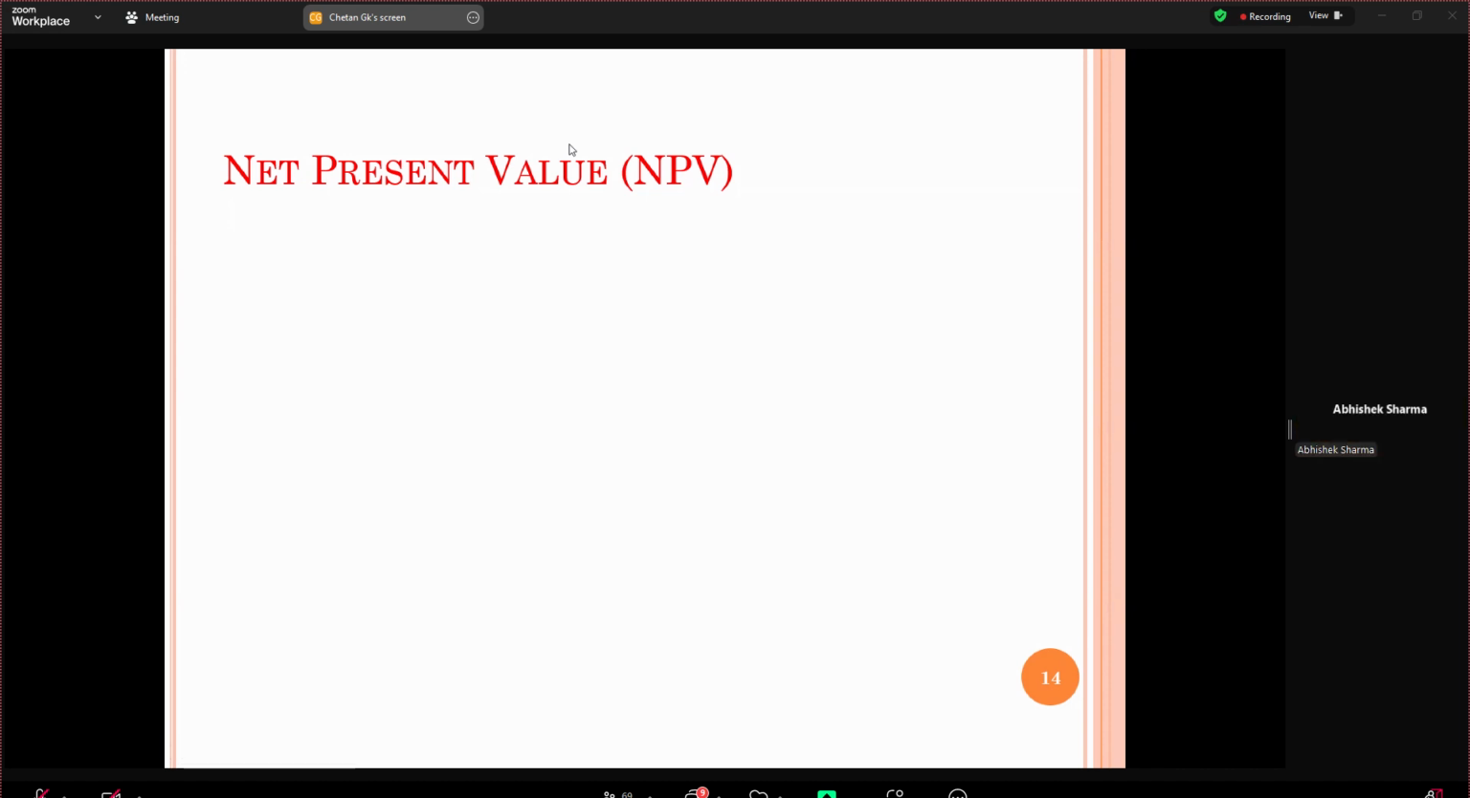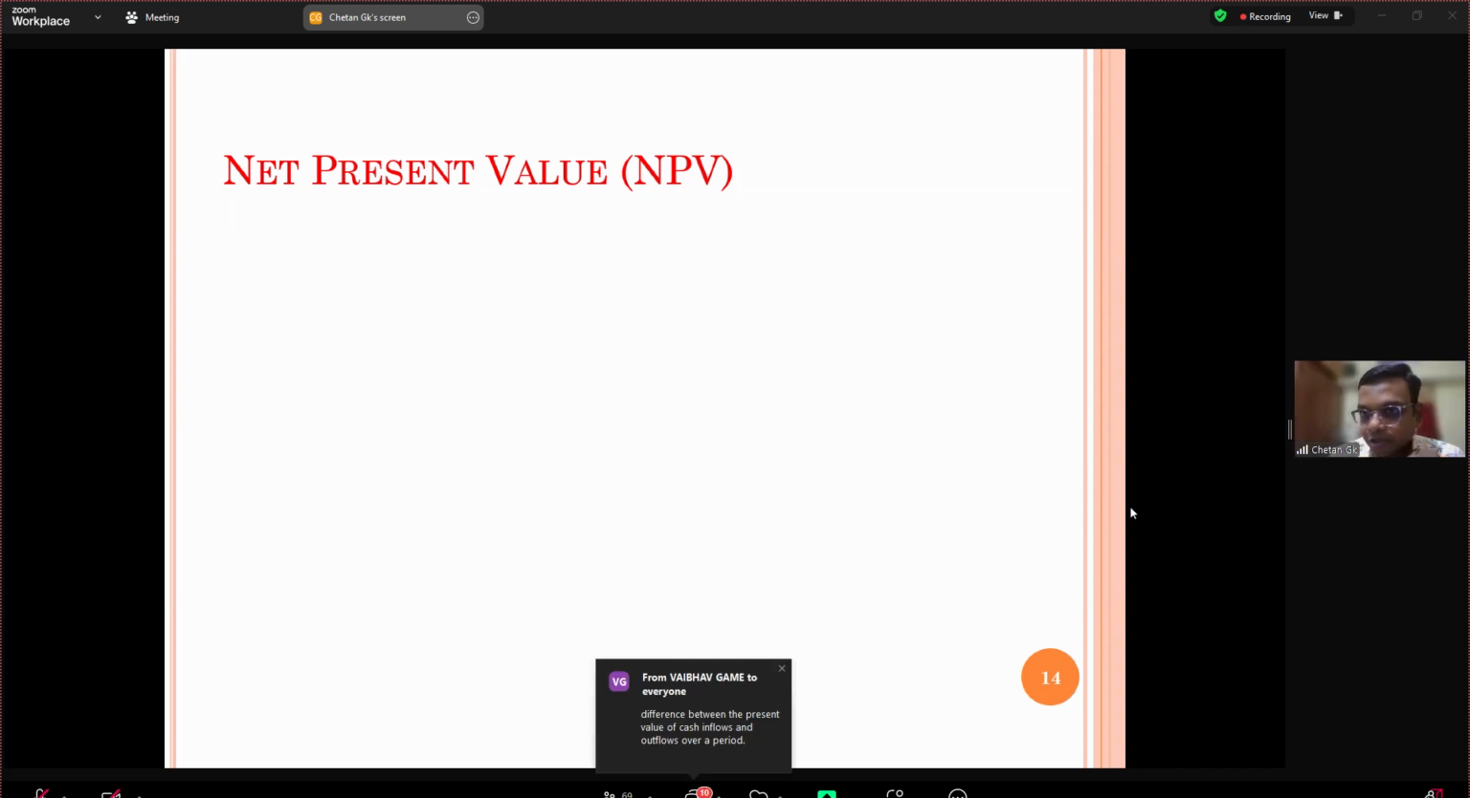It is the total present value of the different years' inflow. Inflow minus the outflow. Yes, Abhishek, you're almost there. 95% is right. Another 5%, let us see what it is. So Vaibhav is saying the difference between the present value of cash inflows and the outflows over a period of time. Yeah, very good. So we'll see what it is for others, those who don't know.